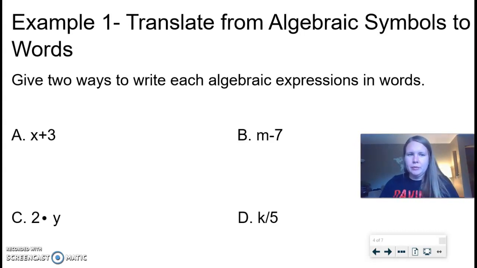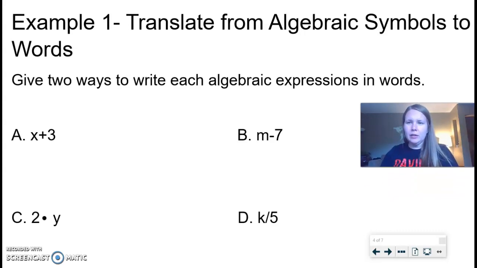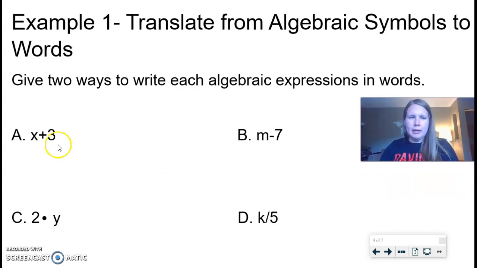As we go through, we'll remind ourselves of some of the terminology that we needed to know. And so example 1 says to translate from algebraic symbols to words. Give 2 ways to write each algebraic expression in words. So we're going to take a look at each one, and we want to try and use English words and express these. So understanding and knowing what different words are used for different operations is going to be important.